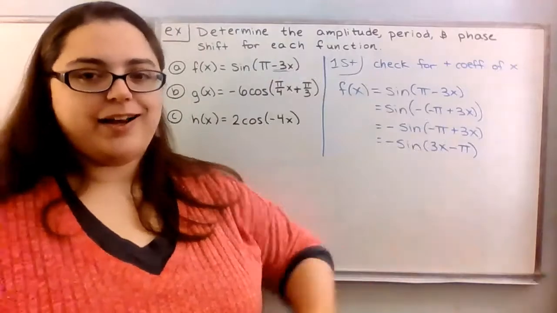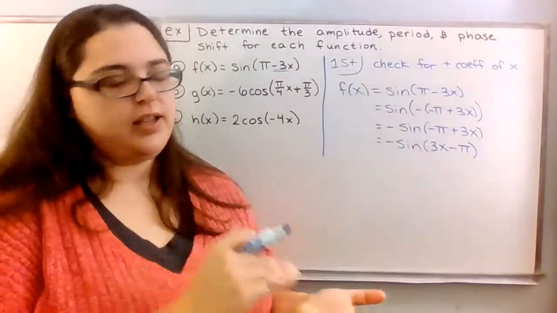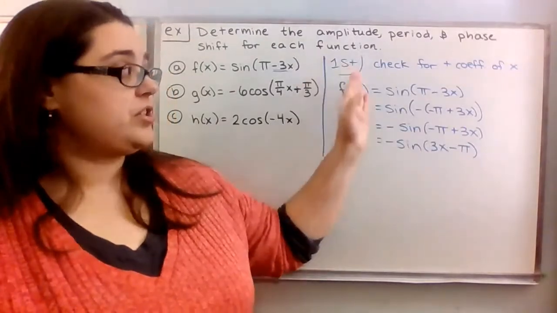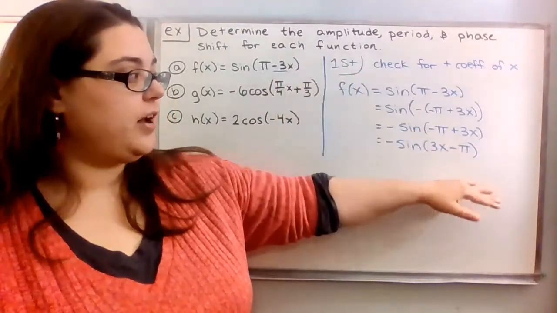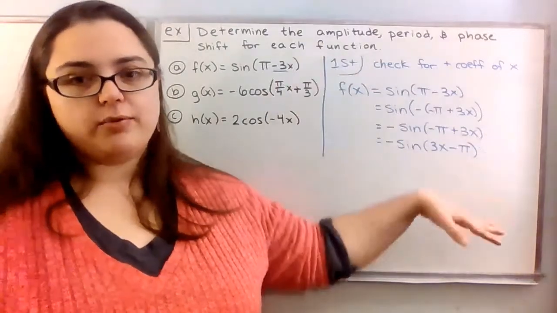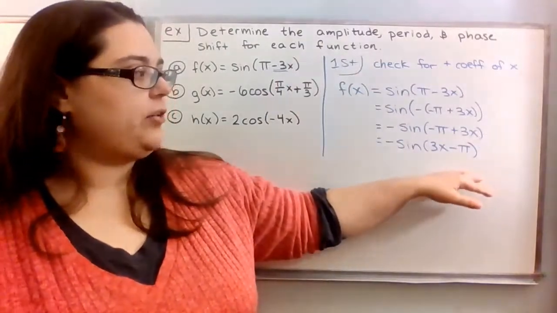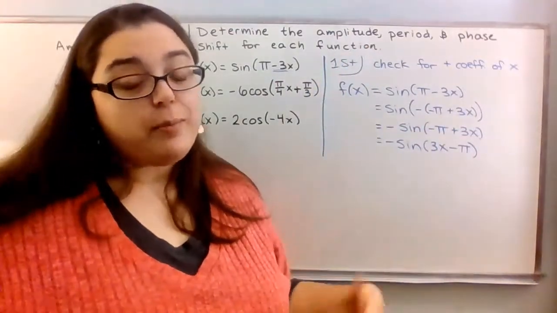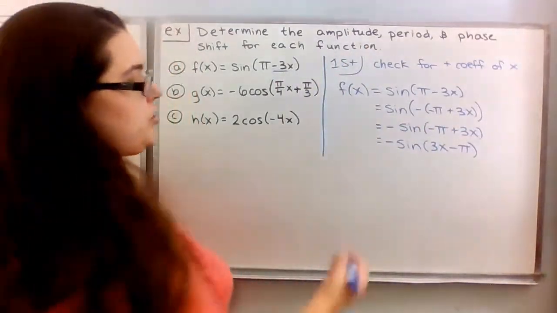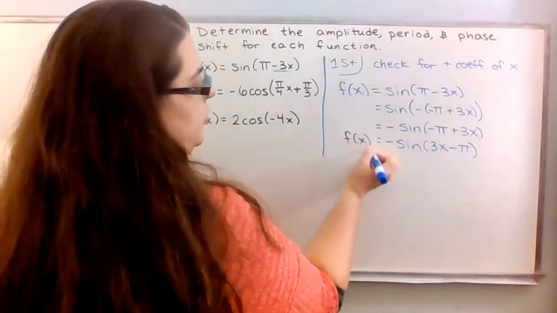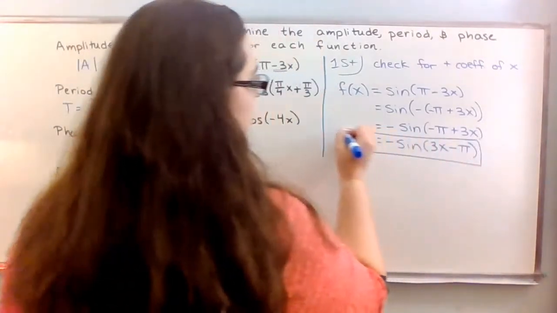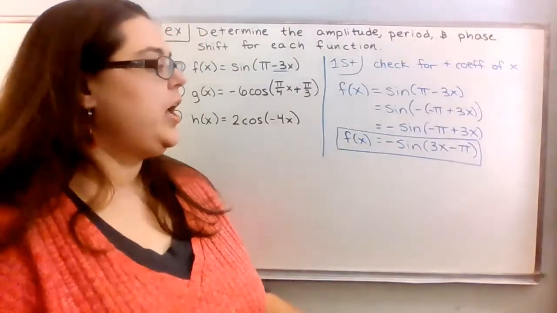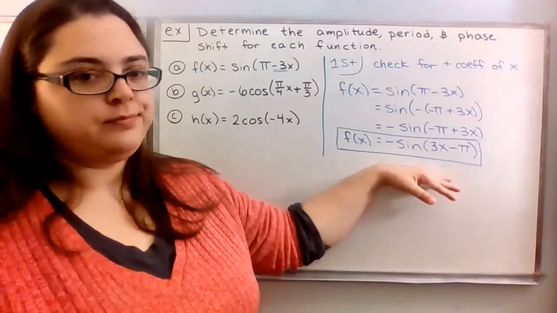So before I go ahead and do any finding of the amplitude, period, or phase shift, I need to do this check first and create a positive omega, or rewrite it with a positive omega if it started out negative. So these functions are all equivalent. If I go to graph them, I'm going to get the same function. So this now is the function that I'm going to be analyzing. When I state my values for omega, A, and phi, I'm going to be using this function.